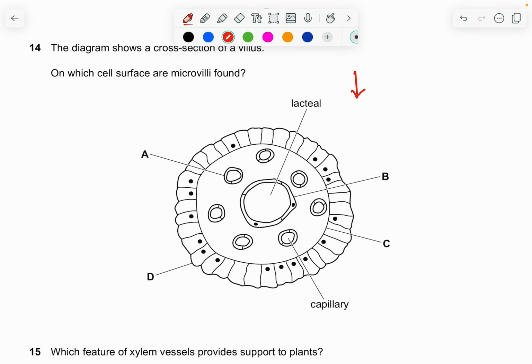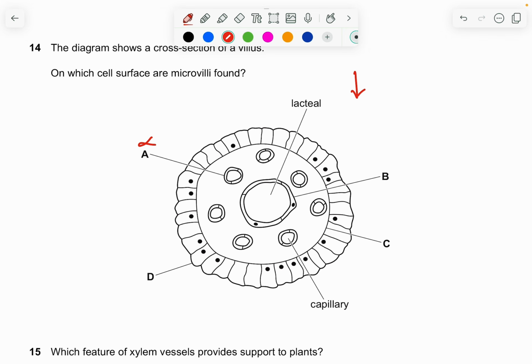Okay, so let's analyze a bit. You can see that the lacteal is located at the center, and the epithelium is surrounding that. So where can you see a lot of these things? First thing, it has to be on the top of the cell. It has to be on the surface. So where is the part that you can see is the surface?